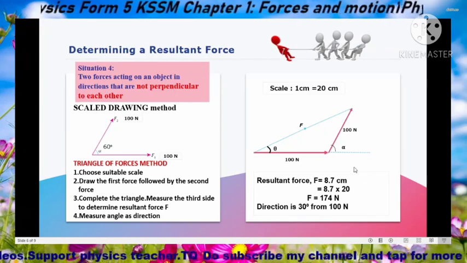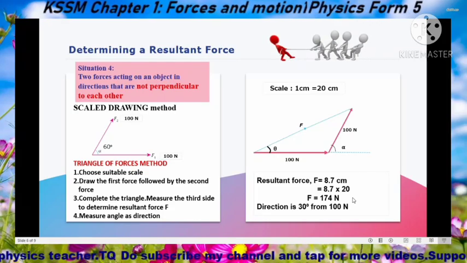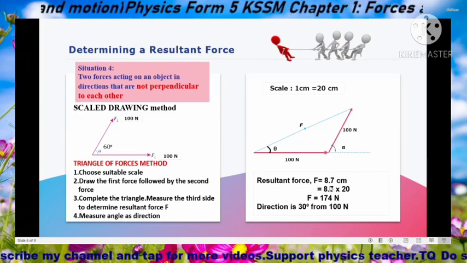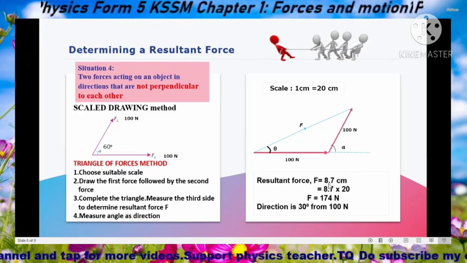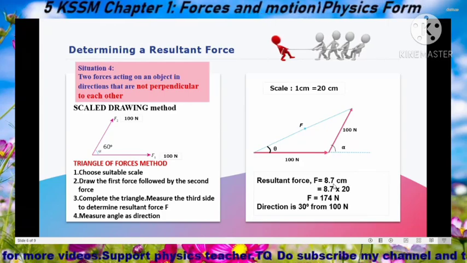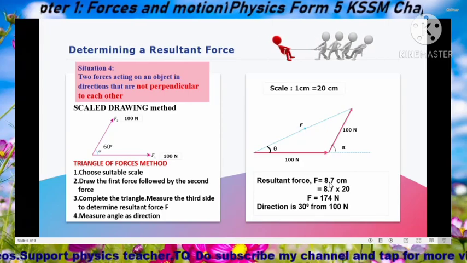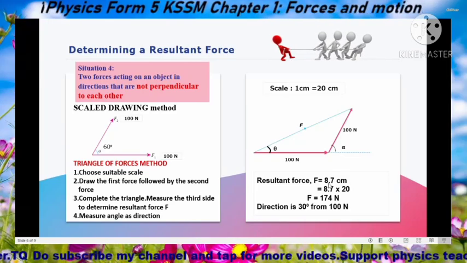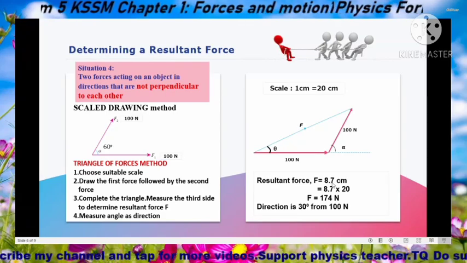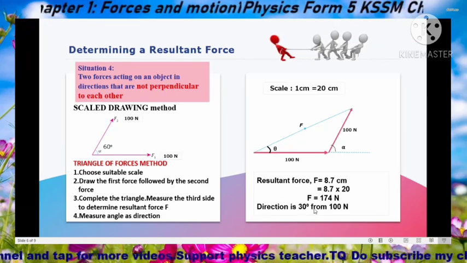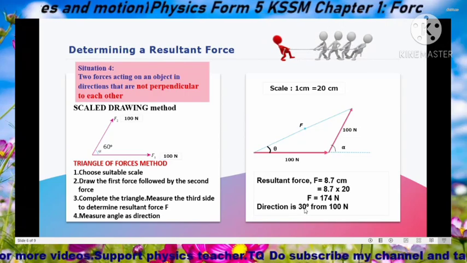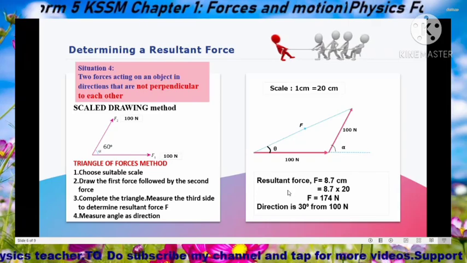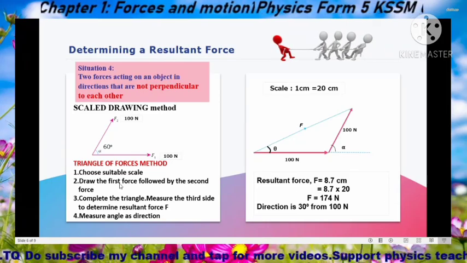Okay, so for this type of scale drawing question, sometimes the range of the final answer will be given. Because when using a ruler, maybe some students will get 8.6 centimeter, maybe another student 8.8 centimeter. Meaning in the range of plus minus 0.1 centimeter. And direction, sometimes 29 degrees, sometimes 31 degrees. So there is a range of answers. Okay, so this one we call the triangle method.